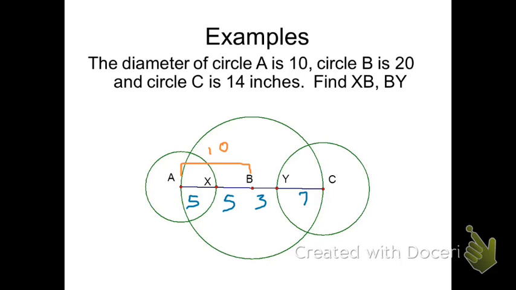So let's answer our questions, and I think we've done that already. Find XB. Well, if we look at our picture, we know that XB is 5. And find BY. Well, we know that BY is 3. And I think that's about it. Yep, that's about it.